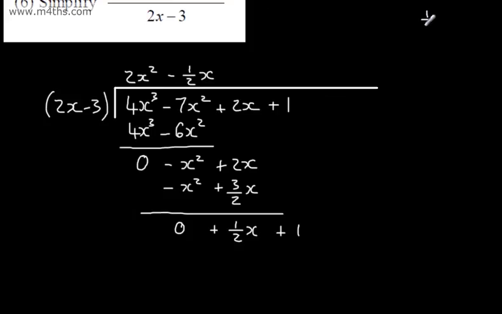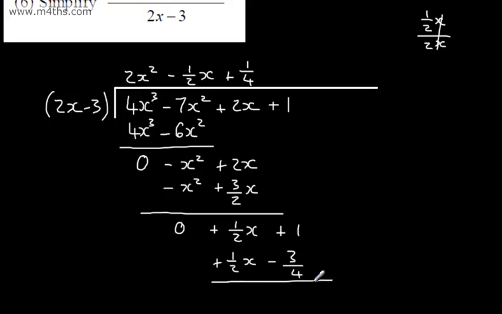So if we think now 1/2 x divided by 2x, the x's will cancel, and of course we will have 1/4. So that will be plus 1/4. We multiply down, that's going to give us plus 1/2 x as we expected, and then we're going to have now minus 3/4. All I'm going to do is subtract down: 0. 1 subtract negative 3/4 is going to give me plus 7/4.